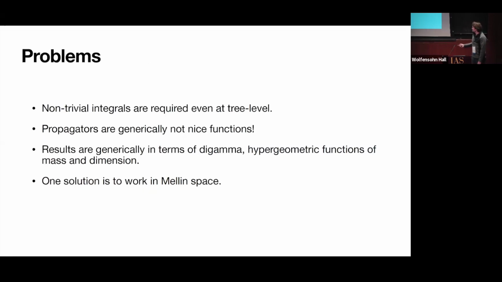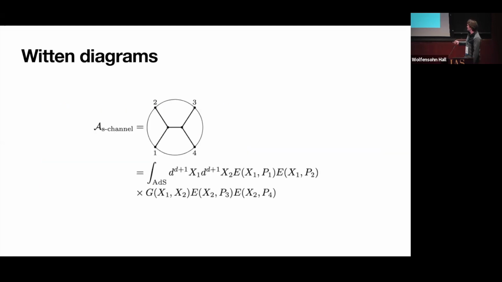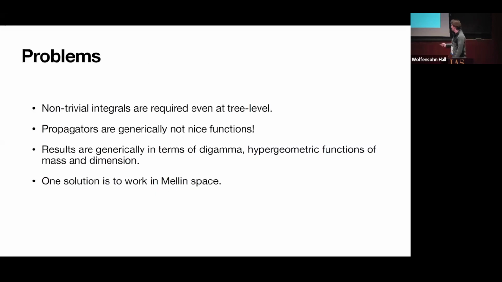And again, the propagators are generically not nice functions. Before, a lot of the time people restrict to conformally coupled scalars, so the propagators become simple. If you allow for generic masses, so not conformally coupled, and you work in AdS, the propagator is a 2F1 hypergeometric function. So when you go back to that S-channel Witten diagram, you're doing a double integral over a 2F1 hypergeometric function. The bulk-to-boundary propagators are simpler, but there's already a lot of complexity here.